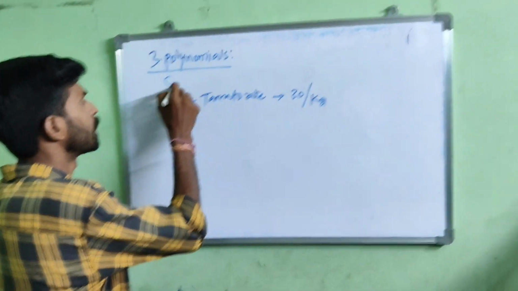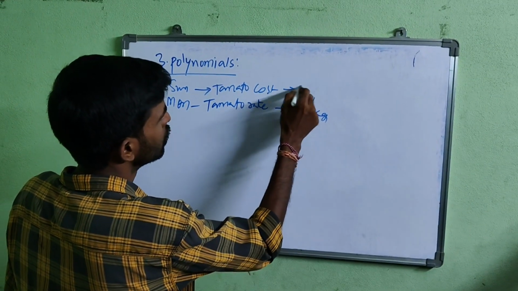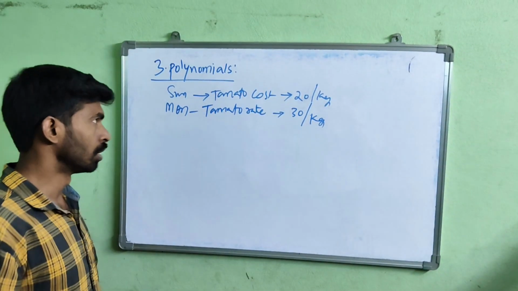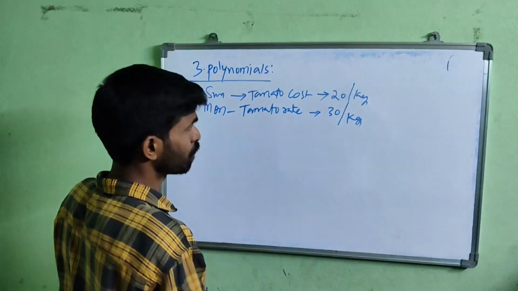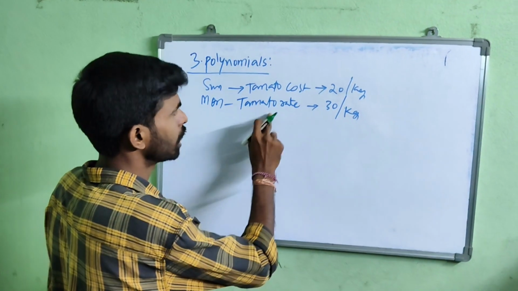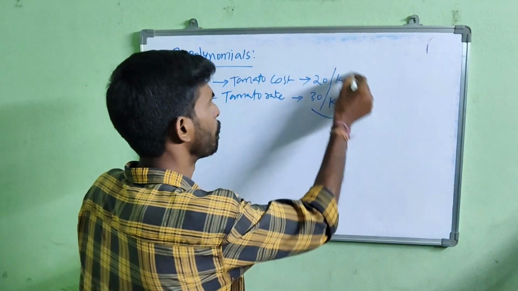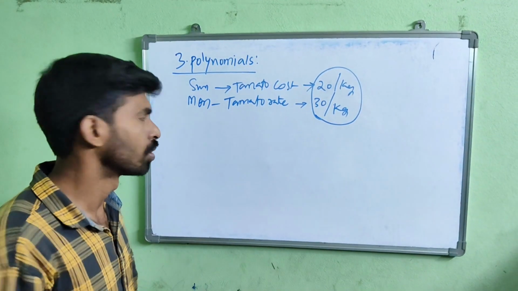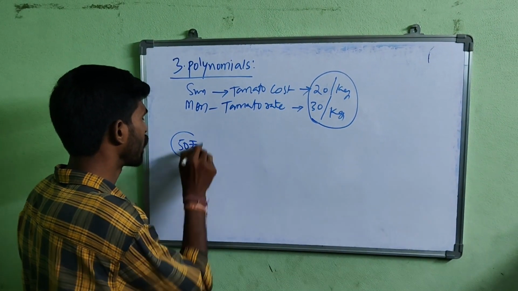Yesterday, Sunday, this tomato cost is 20 rupees per kg. For example, assume this one. On Sunday, the tomato cost is 20 rupees per kg. On Monday, 30 rupees per kg. Now I have only 50 rupees. I took 50 rupees in my pocket.